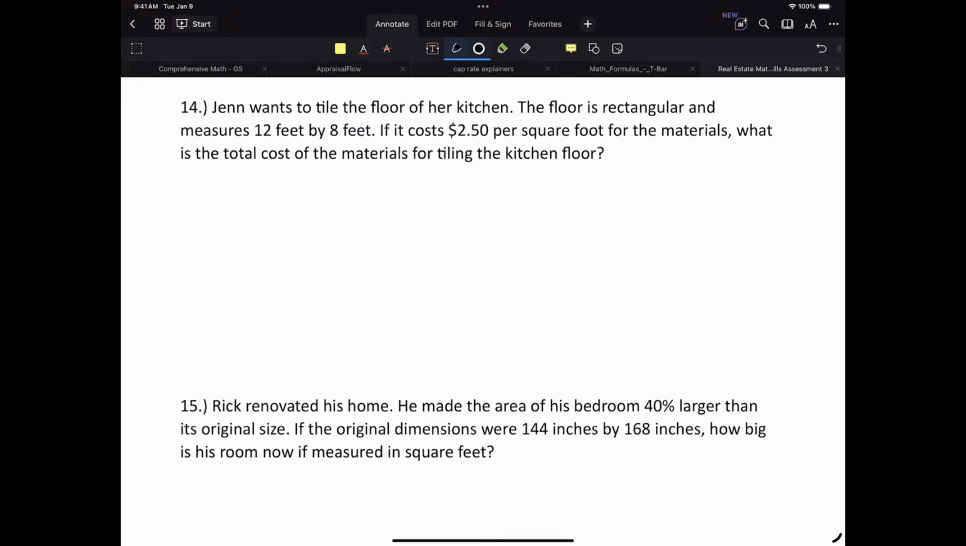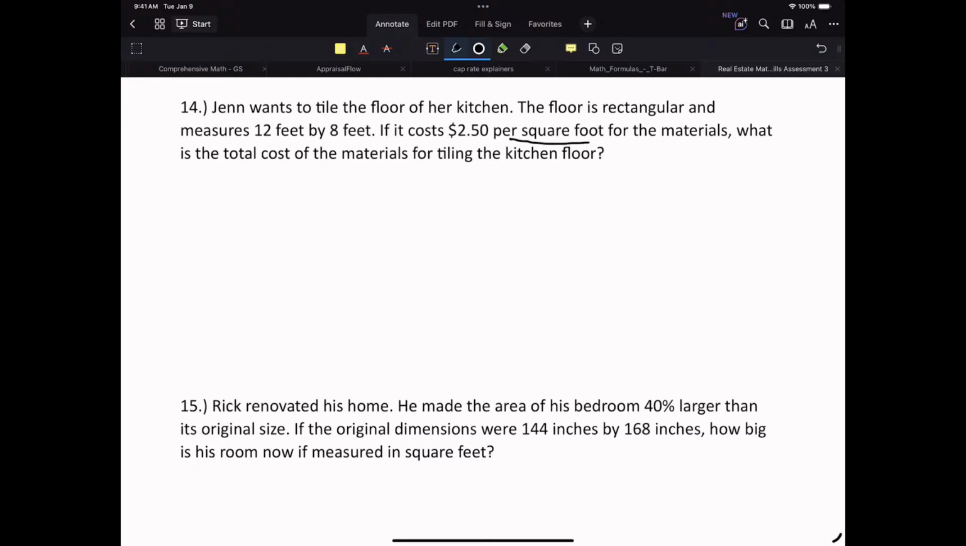Jen wants to tile the floor of her kitchen. The floor is rectangular and measures 12 feet by 8 feet. If it costs $2.50 per square foot for materials, what is the total cost of materials for tiling the kitchen floor? It seems like a lot of words, but it's not so bad. Hey, we know how to find this. We know how to do this.